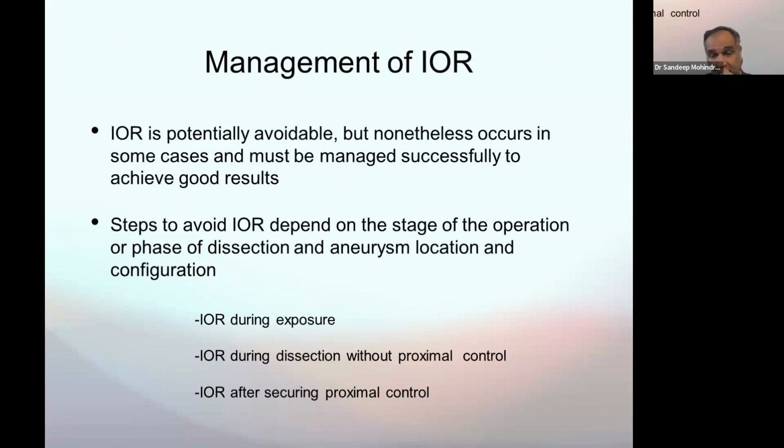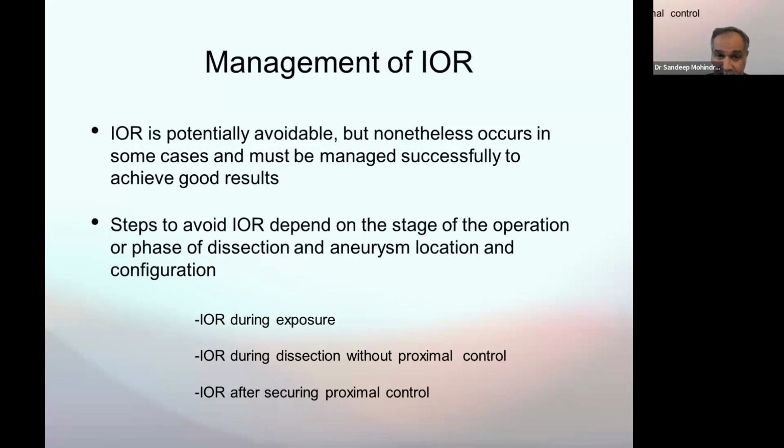So, management of intraoperative rupture. First, it is avoidable. Try to avoid it as much as possible. If it is avoidable, well and good. But there is no aneurysm surgeon who has not faced it. Intraoperative rupture is potentially avoidable, but nonetheless occurs in some cases and must be managed successfully to achieve good results.